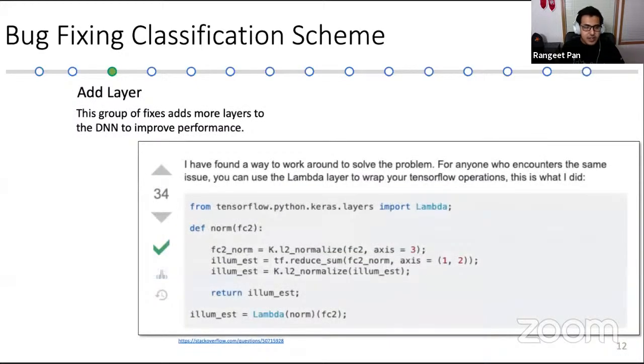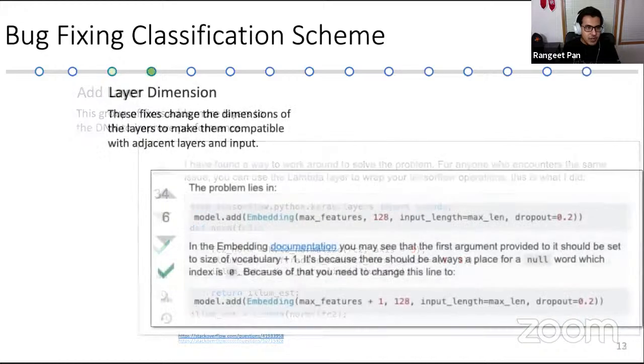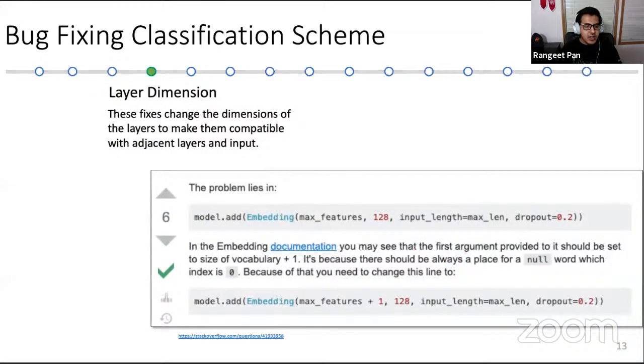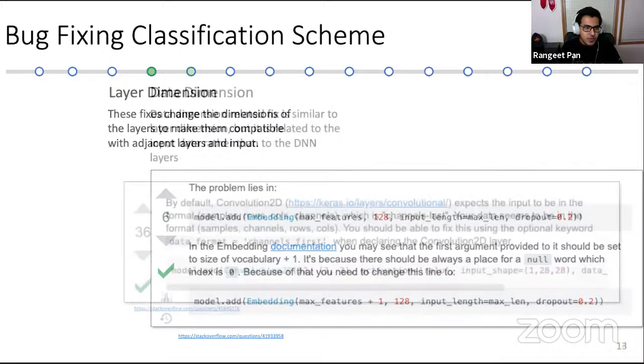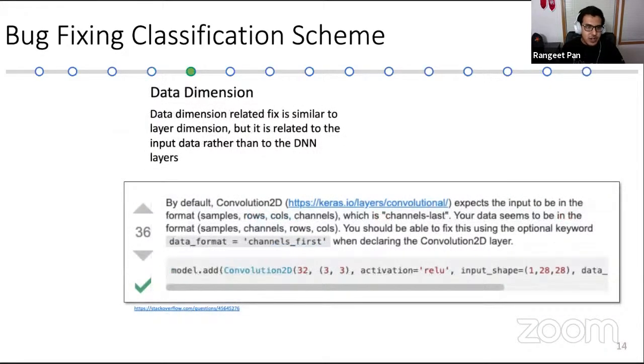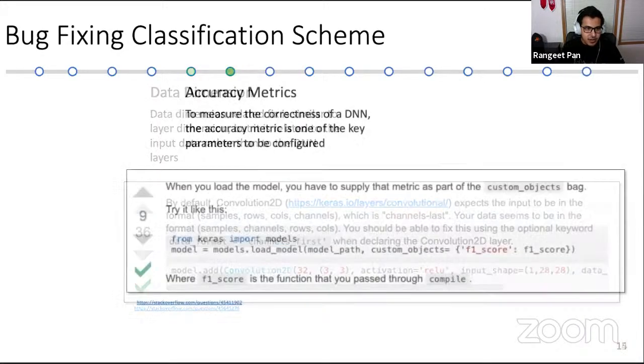Adding layer, where the developer fixes some bugs by adding more layers to improve the performance. Layer dimension, where the dimension of the layers has to be changed to make them compatible with the adjacent layers or the input. Data dimension is similar to the layer dimension, but it is related to the input data rather than the deep neural network layers.